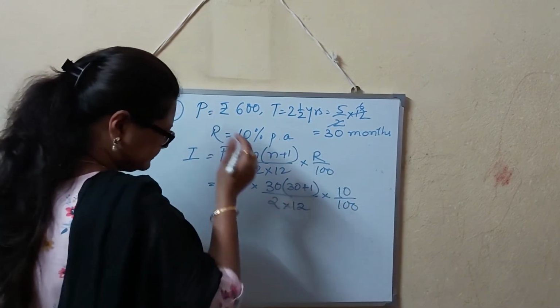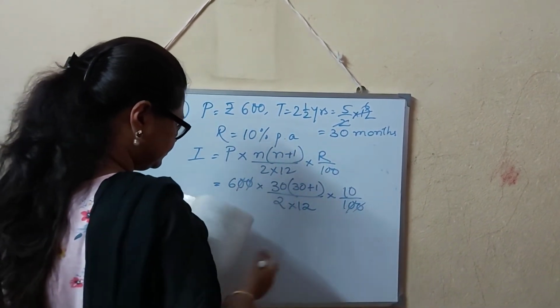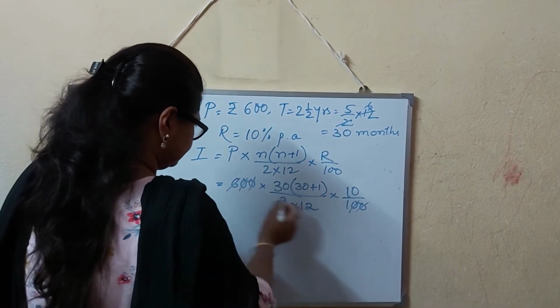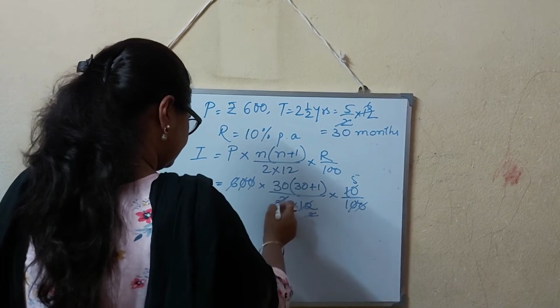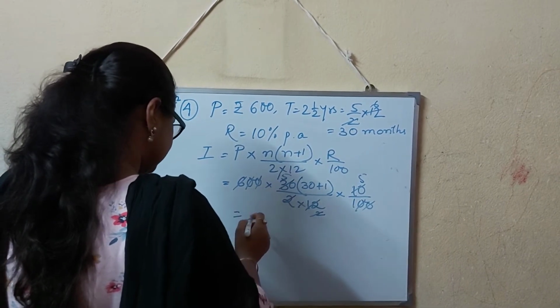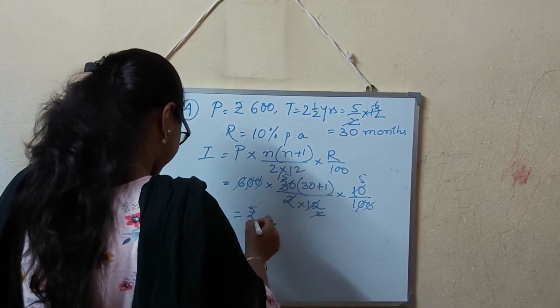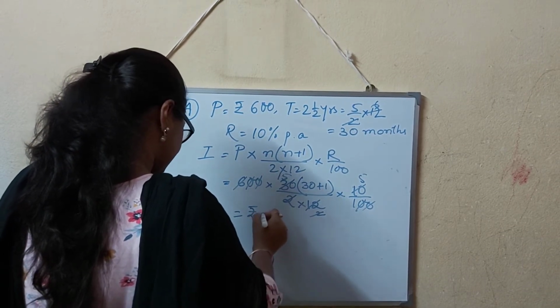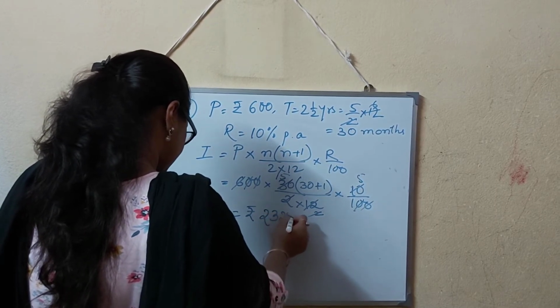So we get, okay, so we multiply and get rupees 2325.